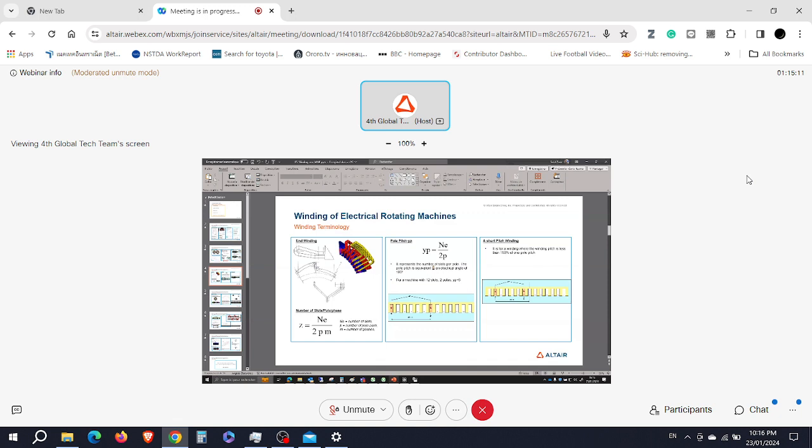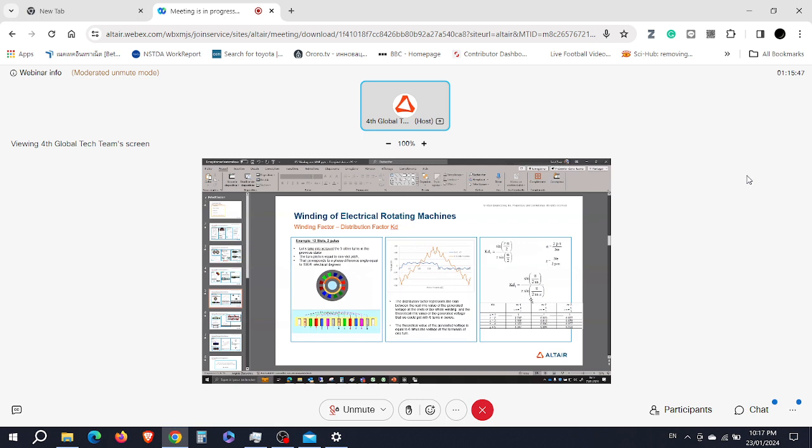And there is another terminology, short pitch. Instead of using the full pitch, we are going to make it shorter, so the output will be shorter. This is really in order to decrease the harmonics. So this is a way to play on the winding to have a more sinusoidal MMF.